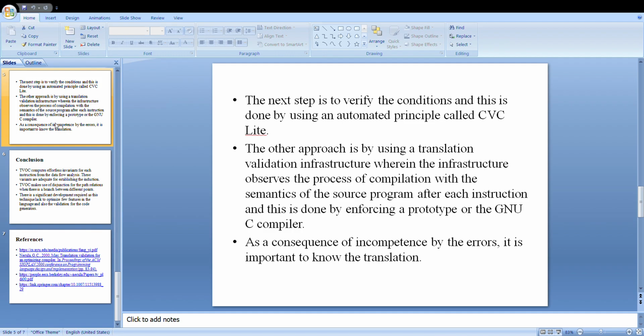So this is the other implementation approach. Using a translation validation infrastructure, the infrastructure observes the process of compilation with the semantics of the source program after each instruction, and this is done by implementing a prototype in the GNU C compiler. This prototype mostly handles reliable operations for optimization. It performs GCC operations like code optimization, common sub-expression elimination, register allocation and code scheduling. So as a consequence of incompetence by the errors, it is important to know about the translation.